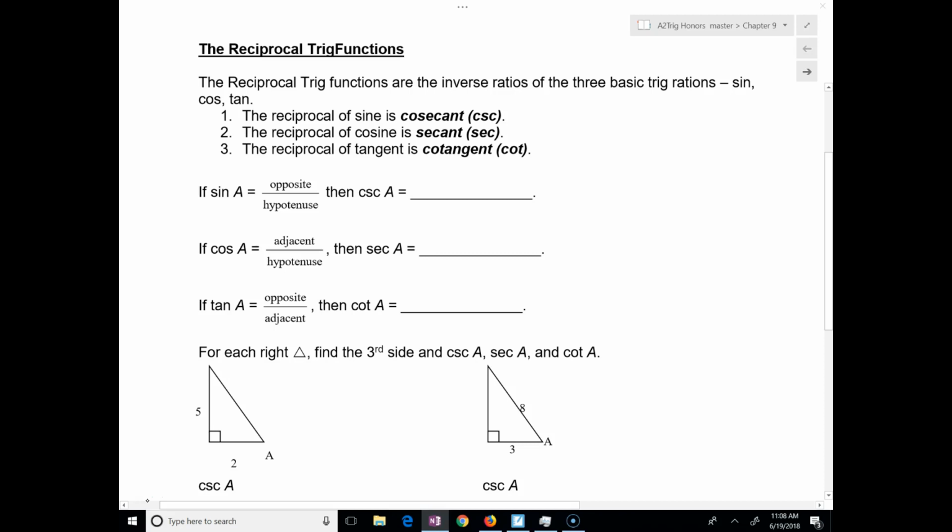tangent. The reciprocal of sine is cosecant. The reciprocal of cosine is secant. And the reciprocal of tangent is cotangent.